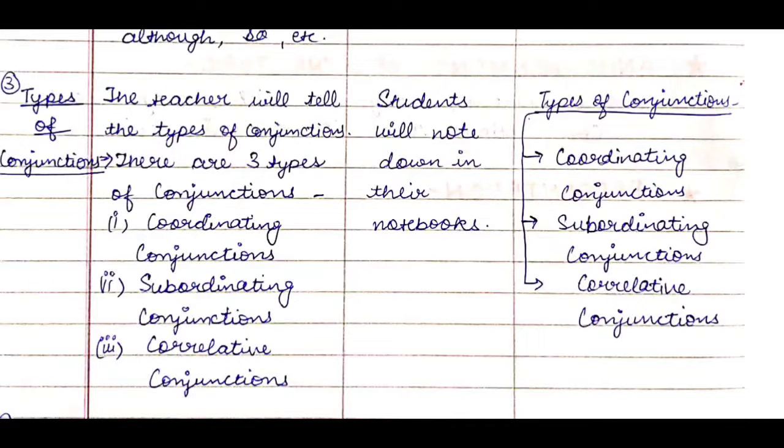And we can make a sort of flow chart on the board and write types of conjunctions, and we'll write the types. So what is the students' activity here? Students will note down in their notebooks.